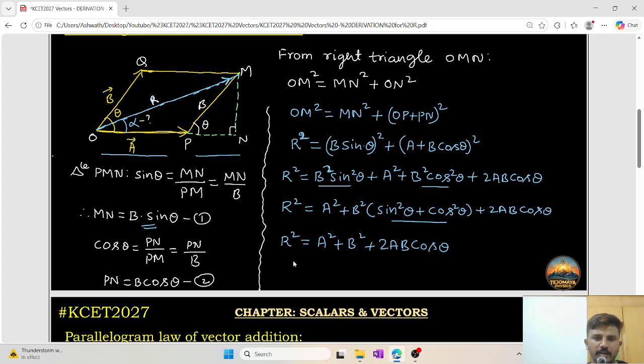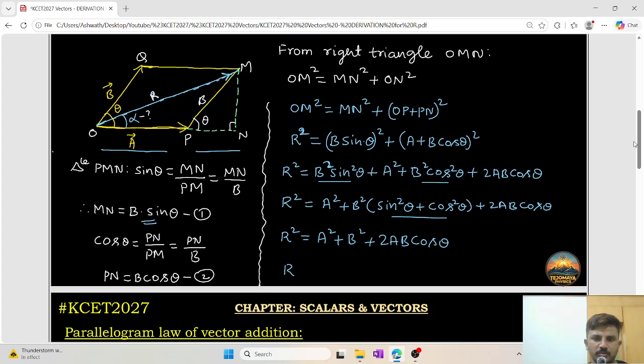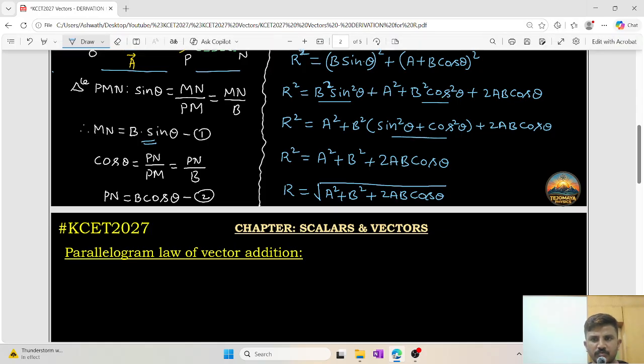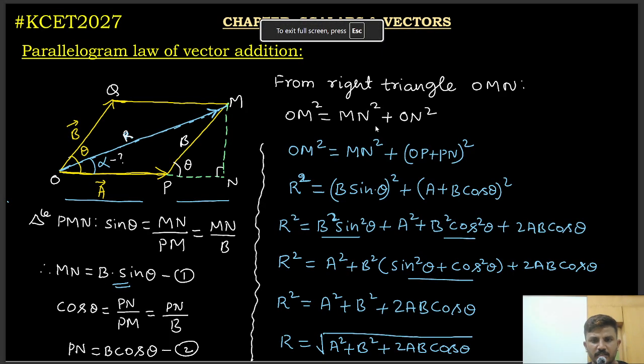Okay. Then we have R is equal to, take square root on both sides. You will get square root of A square plus B square plus 2AB cos theta. This is the derivation for the resultant vector of two vectors A and B by using parallelogram law of vector addition. Simple derivation. Now what about alpha? What is the value of alpha, sir?